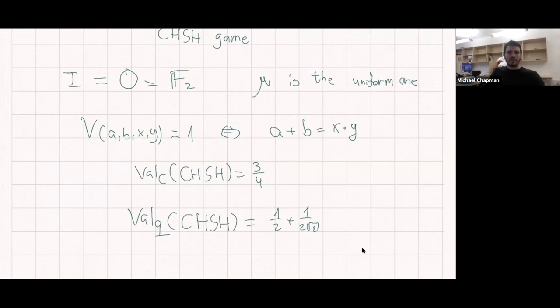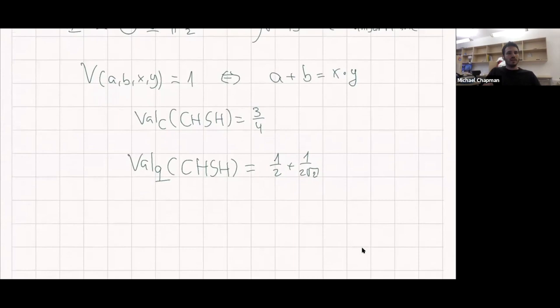And it's a famous work by Tsirelson that shows that this is also an upper bound. This is maybe not so clear in advance, but this is also an upper bound on the quantum value of these games, and actually also on the quantum commuting value. So the quantum commuting value of this game is bounded by this number. This is what Tsirelson proved. Great, so this is one game that shows that the classical correlations are strictly smaller than the quantum ones.